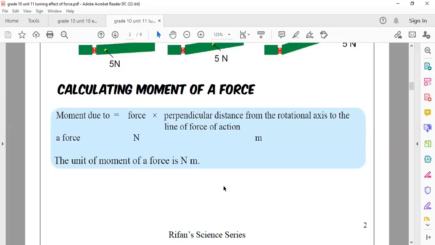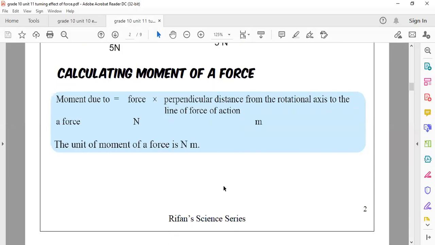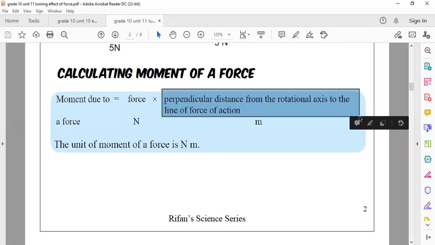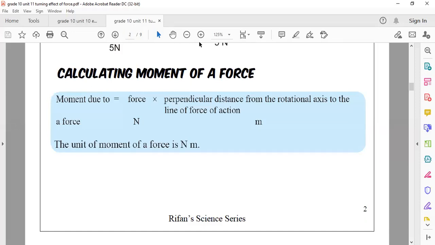Now to calculate the moment, this is easy. To calculate the moment, which two should be multiplied? The magnitude of the force should be multiplied with the perpendicular distance from the rotational axis to the line of action of force. That is wrongly written. You have to correct it and write it. Understood? Yes, sir.